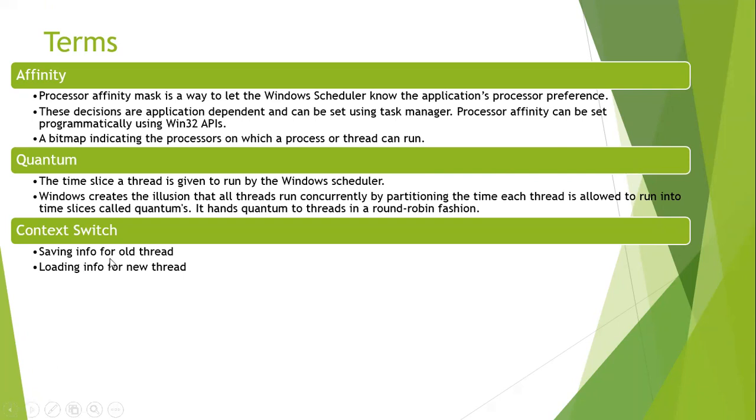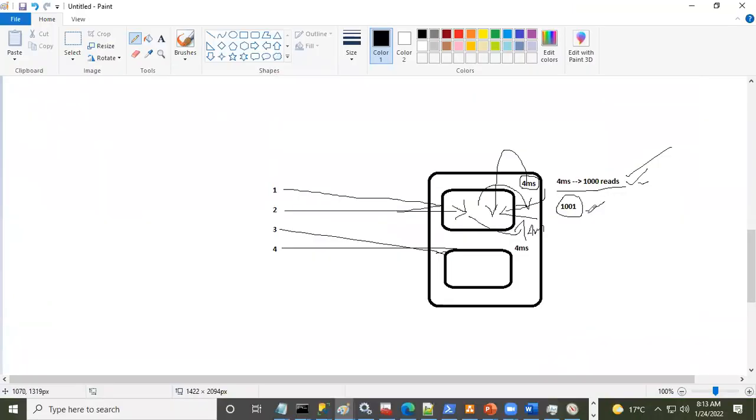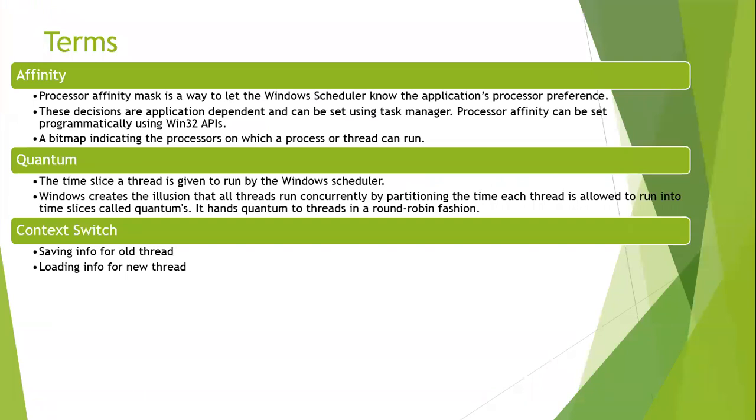Saving information for old threads and loading information for new threads, right? So that is context switching. Whenever a thread comes out of the CPU, the information is stored, and whenever it is executing on the CPU, the context is loaded and it is executed. That is what we call context switching of your threads.